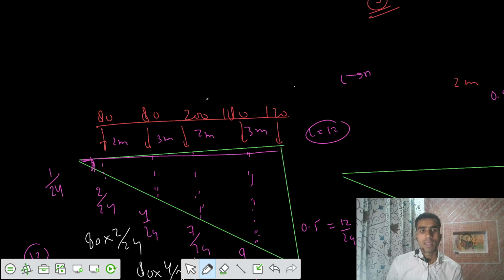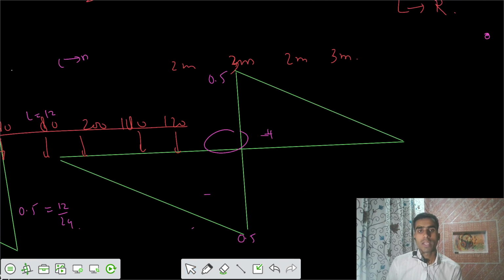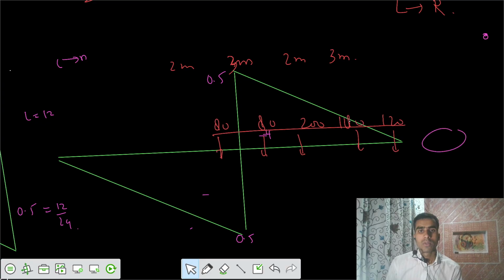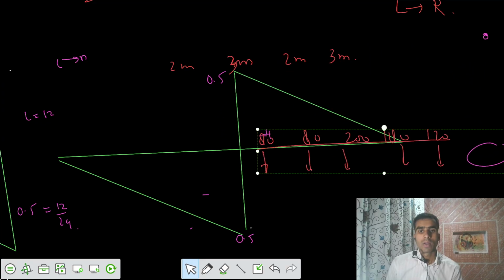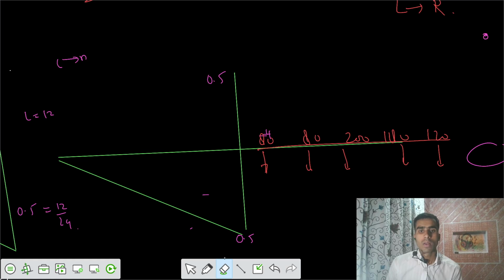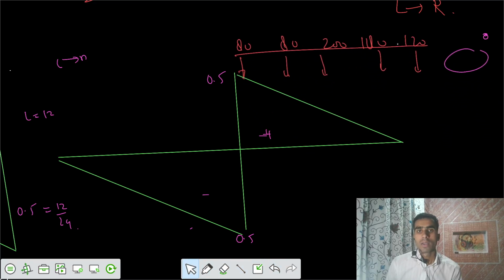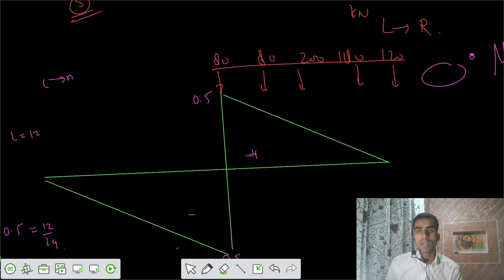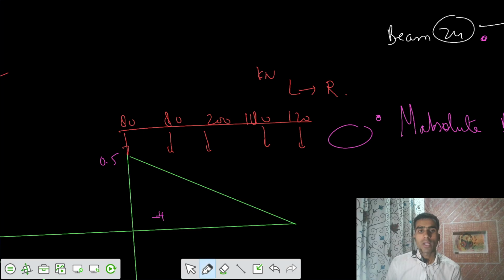Let's take these loadings together. Let's copy that and move these loadings we already have. So let's place them in this way. The line was in this fashion. I would take that part. If the loadings are moving in this fashion, then 80 kilonewton has to be applied at this peak ordinate.